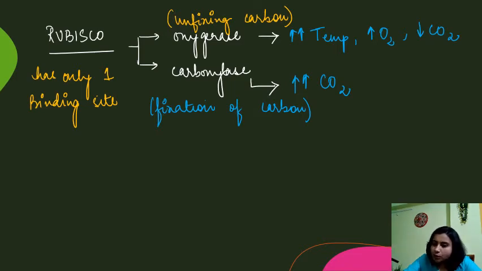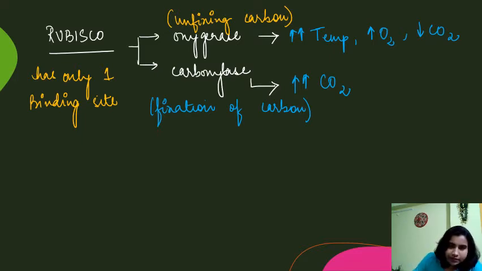So the wasteful process will continue when Rubisco behaves like an oxygenase. We want carboxylase for fixation of carbon. For unfixing of carbon, Rubisco behaves as oxygenase, which is a wasteful process, right? So we will see the process now. The conditions, these are very important conditions. The conditions when Rubisco behaves as oxygenase are at very high temperature and when there is a higher concentration of oxygen and lesser concentration of carbon dioxide, right?